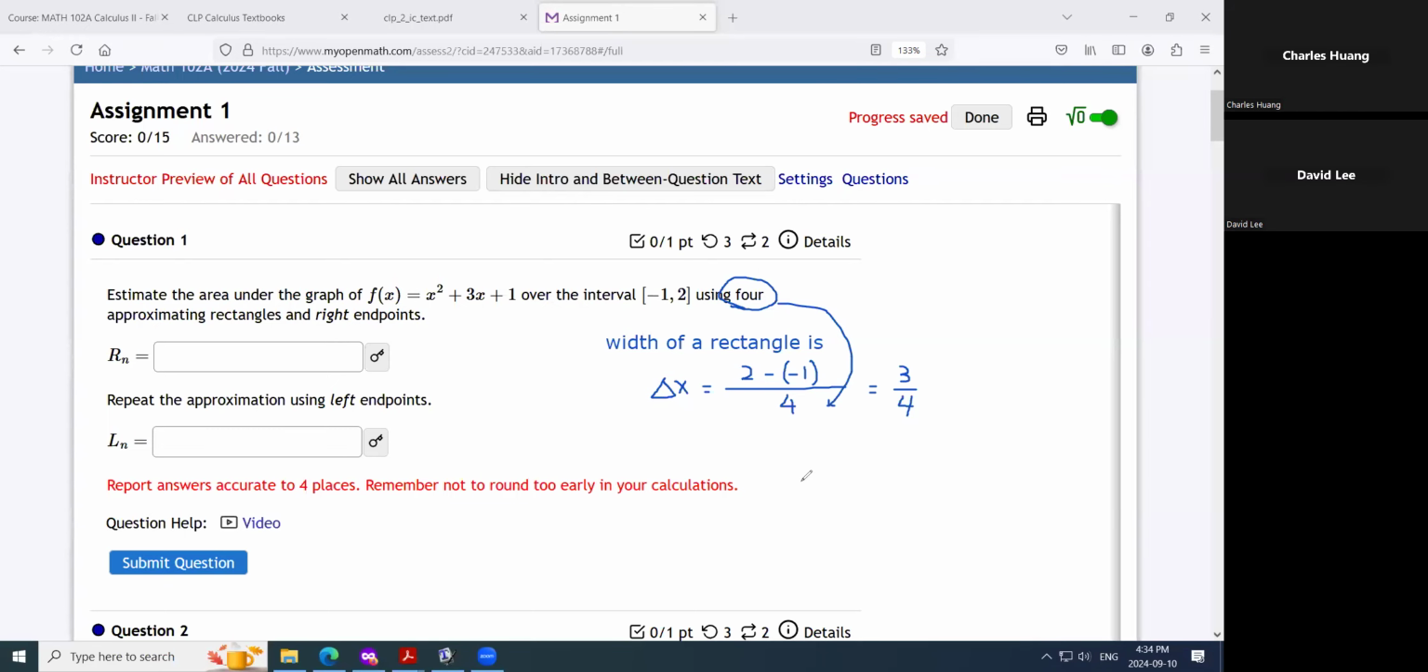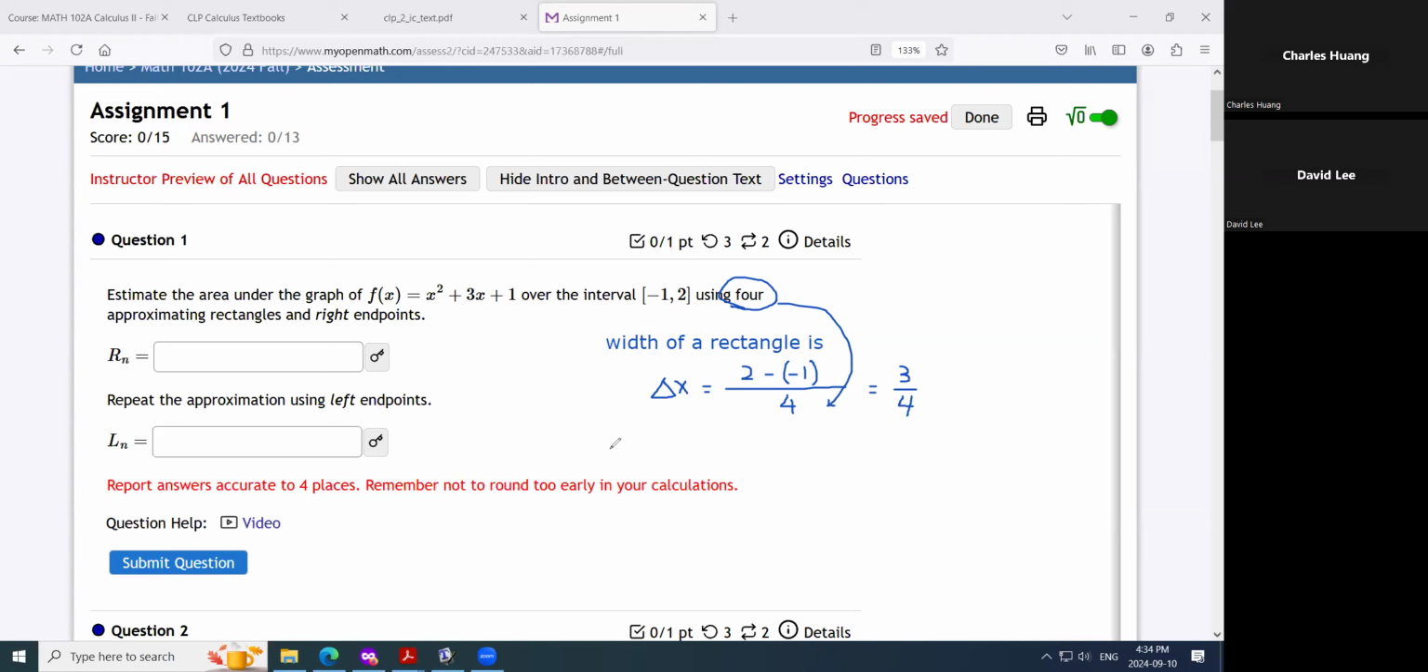If we look at this question, the first thing that you need to do is find out what the width of each of the rectangles is. The width will be the length of the interval, so 2 minus -1. In this case, that will be 3. Right? The width is 3. And there are 4 rectangles in total, so 3 divided by 4 in this case.